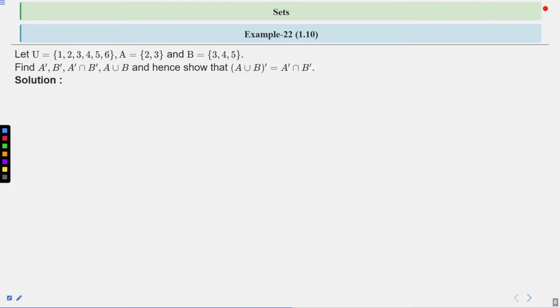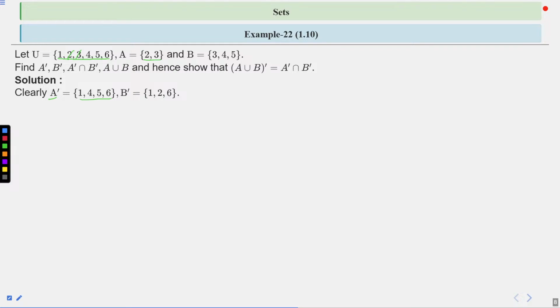Very simple. So first find out A complement. A complement is simply you have to collect all the elements from the universal set which do not belong to set A. So eliminate 2 and 3. You are left with 1, 4, 5, 6. So A complement set will be this set: 1, 4, 5, 6.